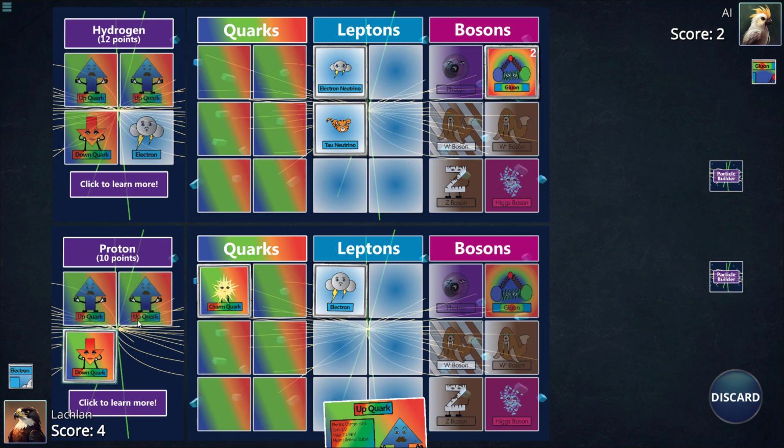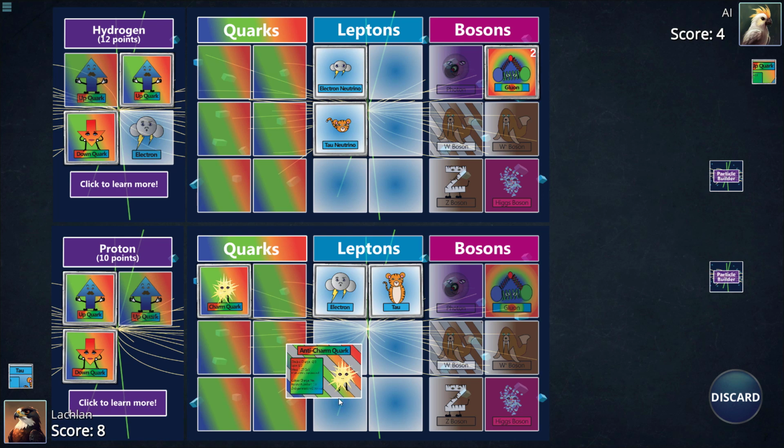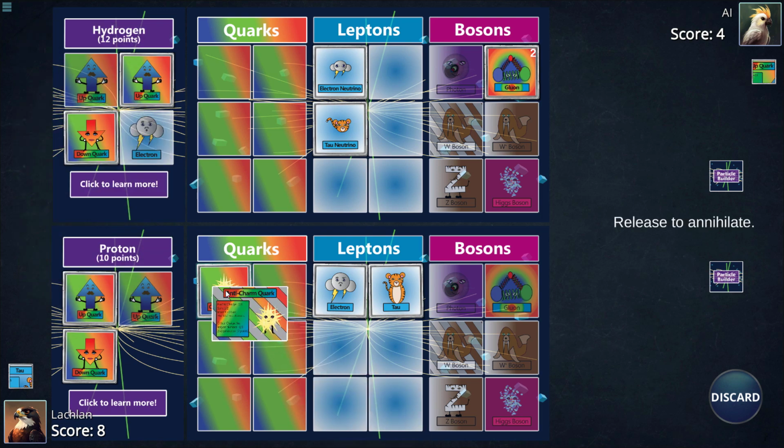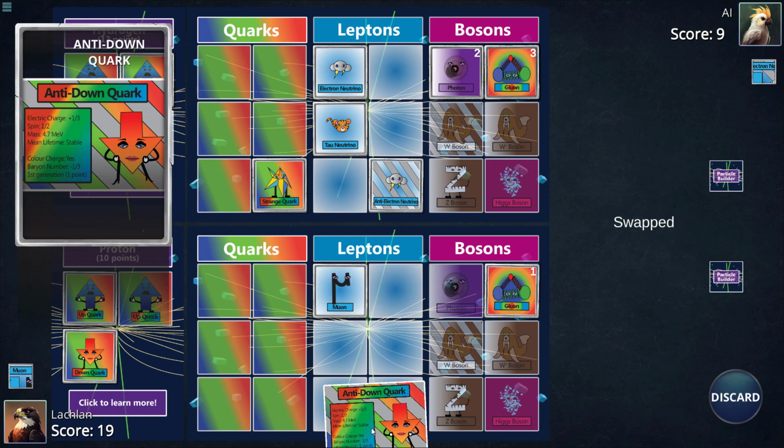So for me, I have this proton. I need to get a down quark, and up quark. The AI needs to get 2 up quarks, a down quark, and an electron. Now, this is where annihilation comes into the game. I can use this anti-charm quark to annihilate a charm quark on the board. If I do that, it frees up more space on the board for me to collect more particles, and I get points for each particle that I annihilate. So the game just keeps on going.